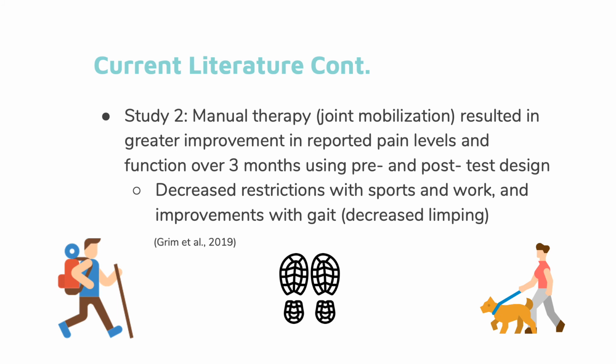The form of manual therapy for the second study was joint mobilization, and it resulted in greater improvement in pain levels and function over 3 months using a pre and post test design. The study also showed decreased restrictions with sports and work and improvements with gait, so there was less instance of limping after manual therapy and physical therapy was implemented.